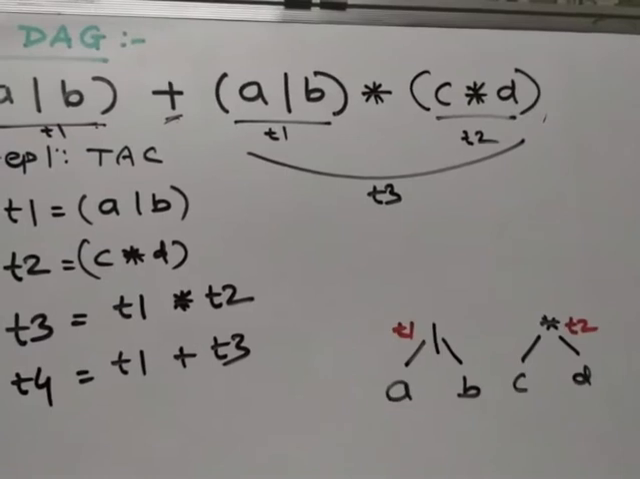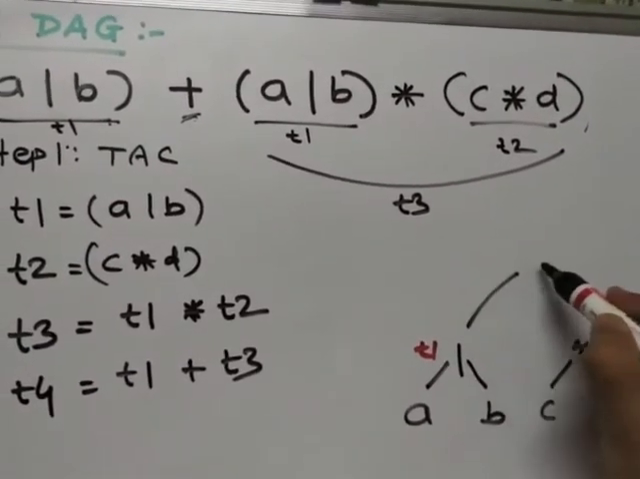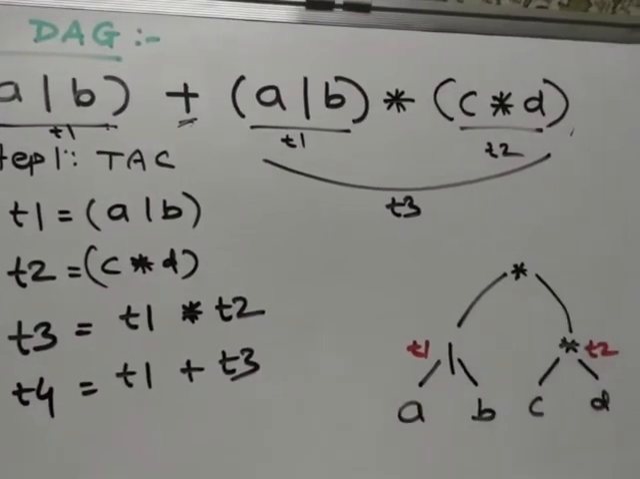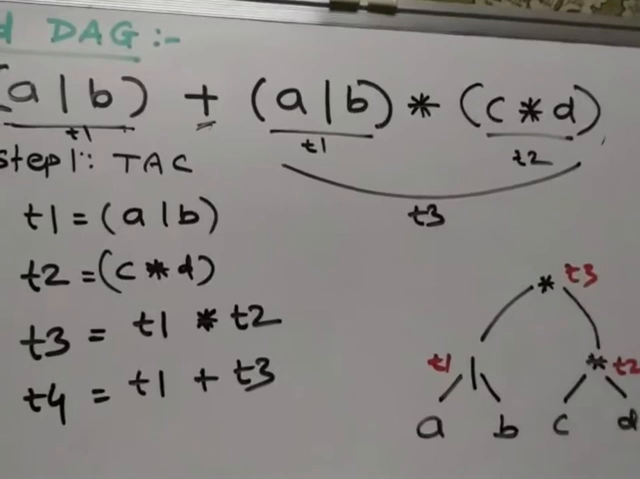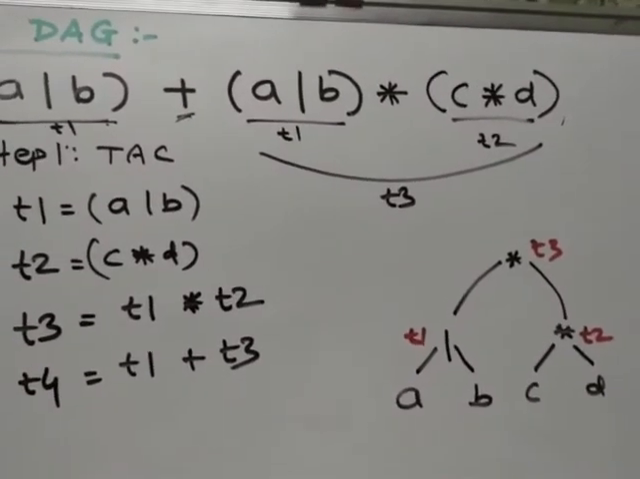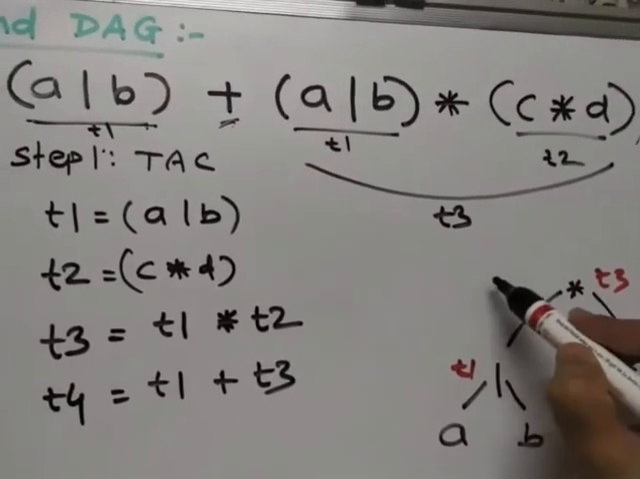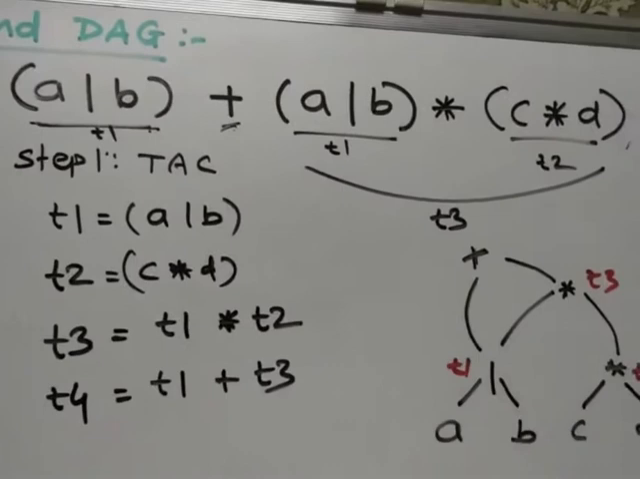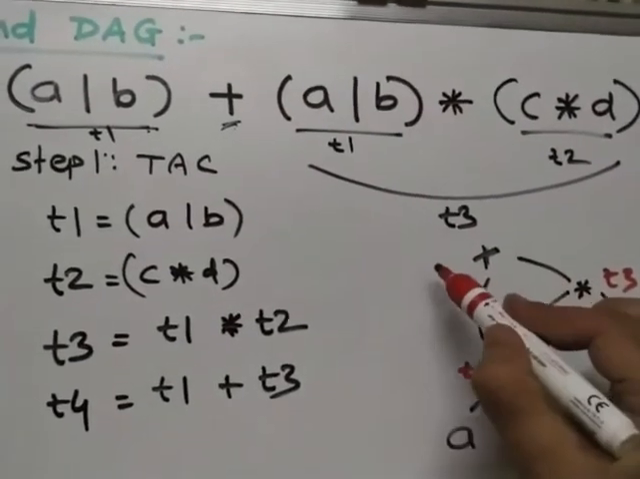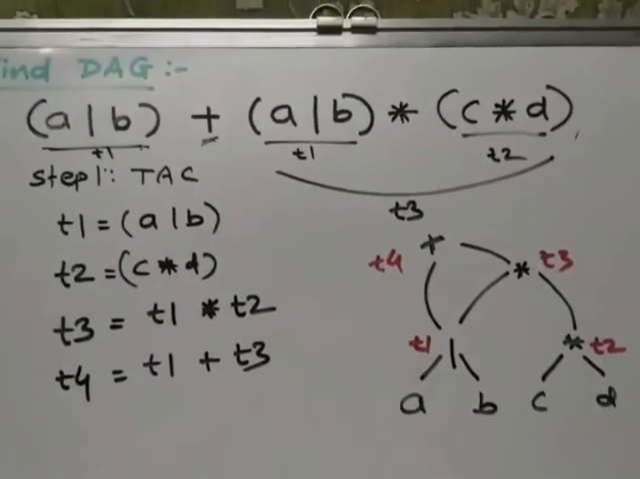Next code is T1 into T2. So just multiply both T1 into T2 and create T3 here, and at last we have T1 plus T3. So I will create a plus and add T1 with T3, and this will be called T4. So this is nothing but the DAG for the given expression.